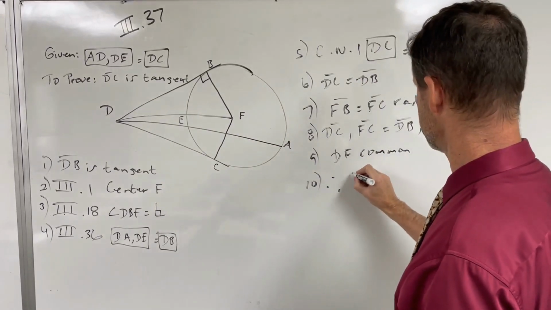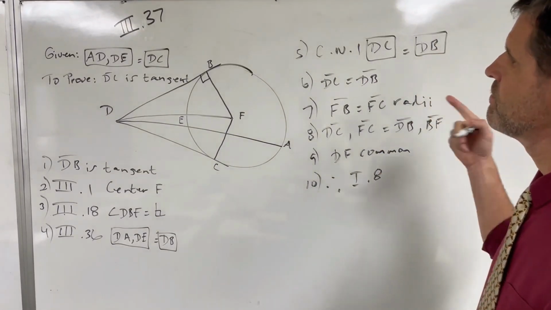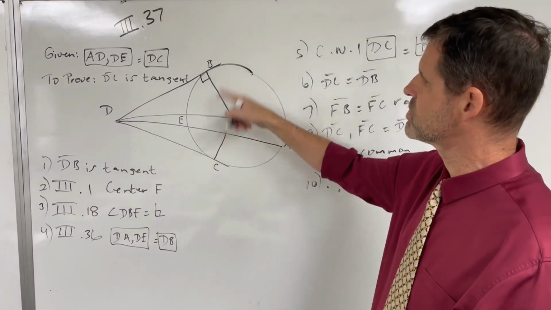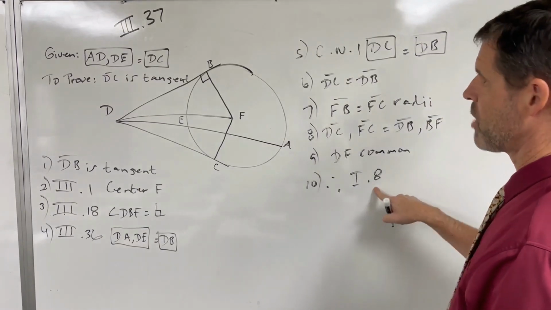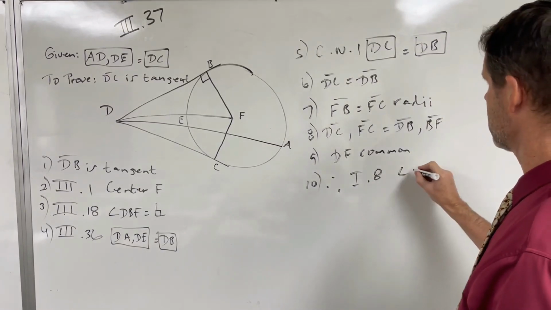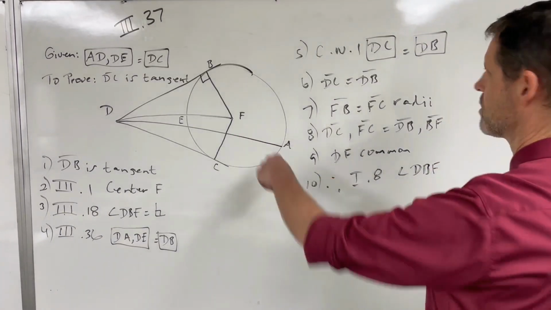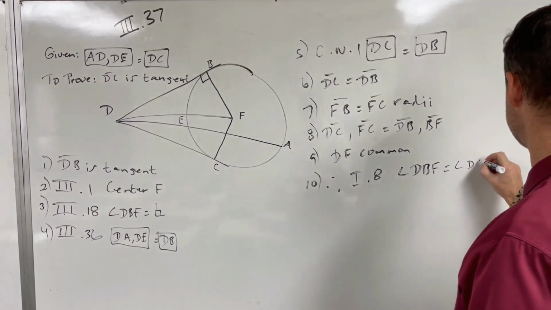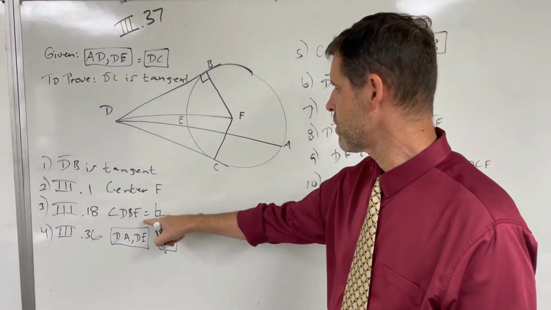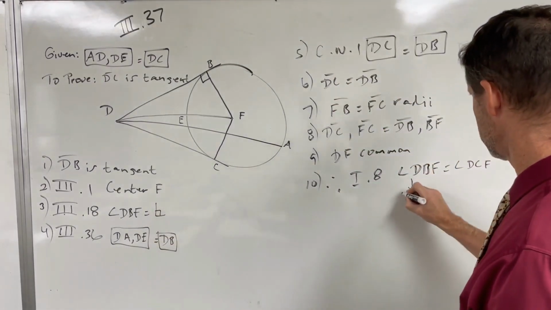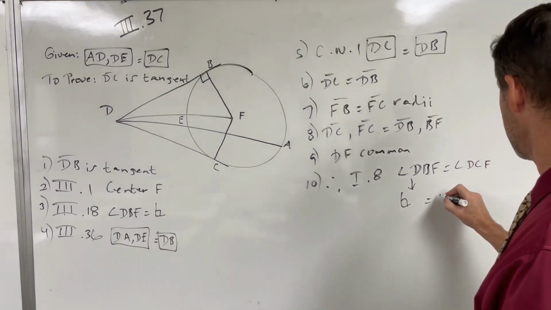So we can say from proposition 8 of book 1 that all the respective angles, namely the ones which subtend the respectively equal sides, will be equal. Therefore, from prop 8 of book 1, we can write up that the angle DBF is equal to the angle DCF. But the angle DBF, as we showed in step 3, is a right angle. Therefore, the angle DCF is a right angle.